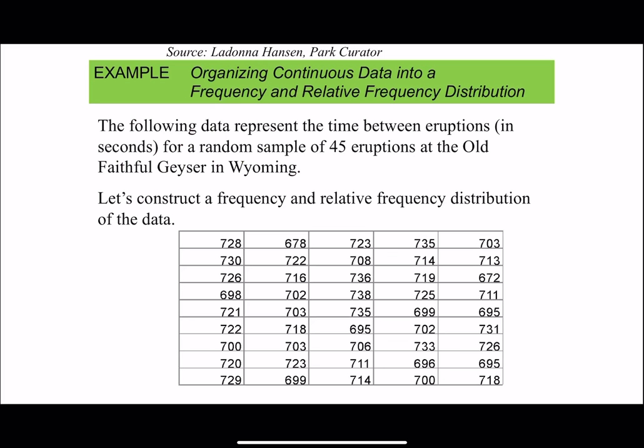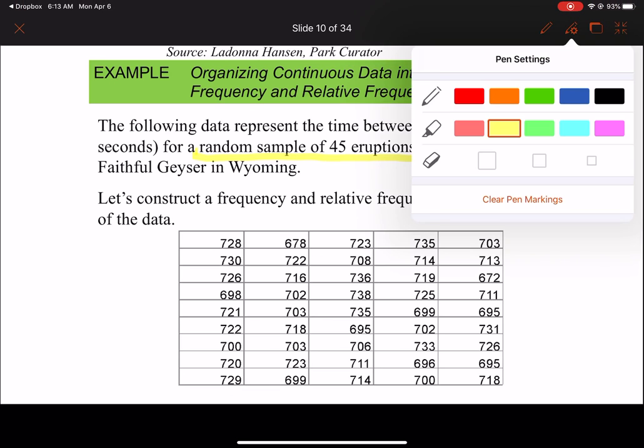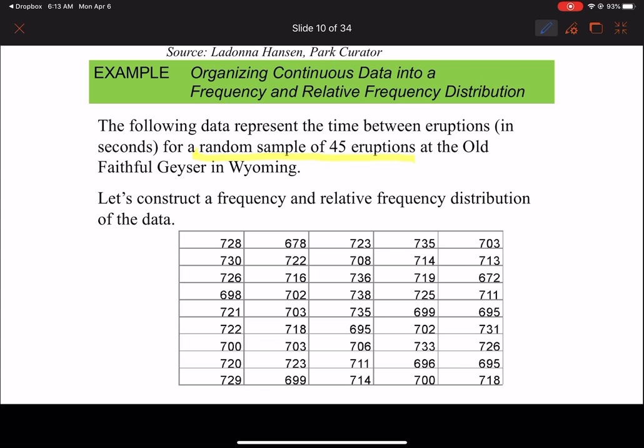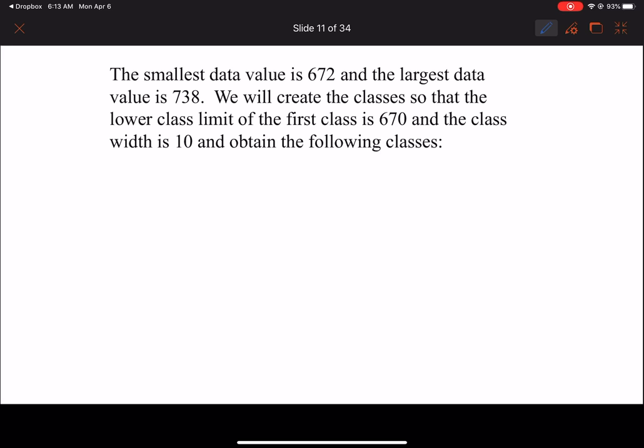So let's talk about organizing the data. This data represents the time between eruptions of the Old Faithful geyser in Wyoming. Somebody took a random sample of 45 eruptions and wrote down the time between them, in seconds. So we have all of this raw data down here. The smallest data value is 672 and the largest is 738.